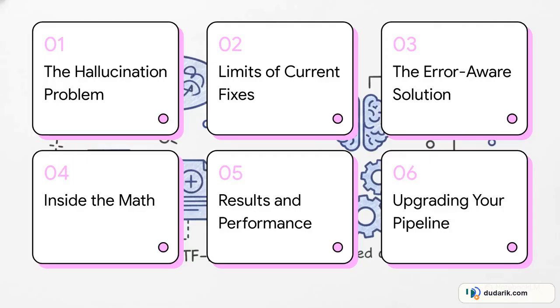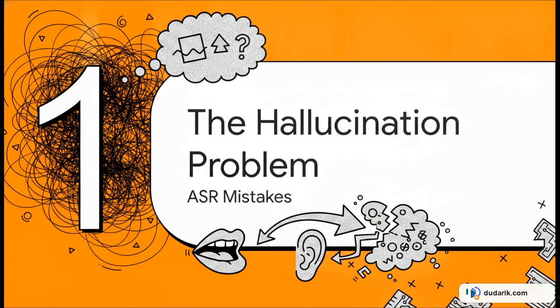So to break this all down, we'll be covering 6 key areas today. First, the hallucination problem, then limits of current fixes, followed by the error-aware solution, inside the math, results and performance, and lastly, exactly how you can go about upgrading your pipeline. All right, kicking things off with Section 1, the hallucination problem.